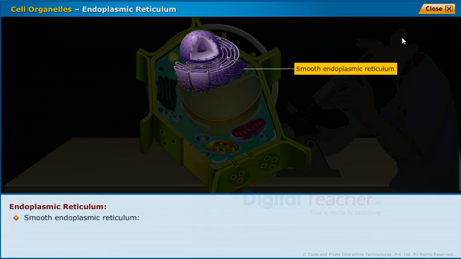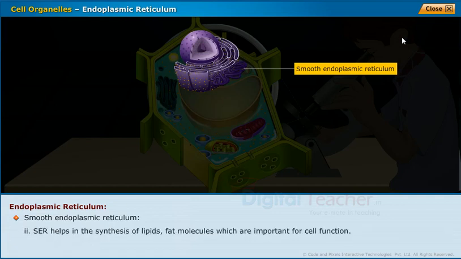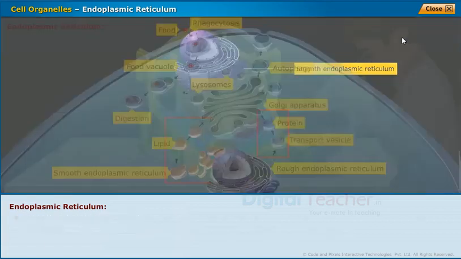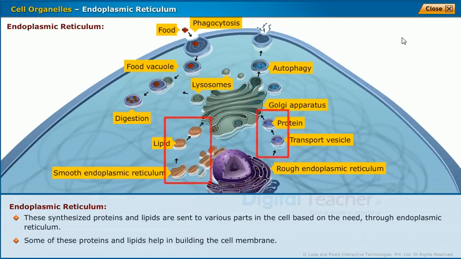Smooth endoplasmic reticulum. If the parts or sections of the endoplasmic reticulum do not contain ribosomes, then it is said to be smooth endoplasmic reticulum, SER. SER helps in the synthesis of lipids, fat molecules, which are important for cell function. These synthesized proteins and lipids are sent to various parts of the cell based on need through the endoplasmic reticulum. Some of these proteins and lipids help in building the cell membrane.